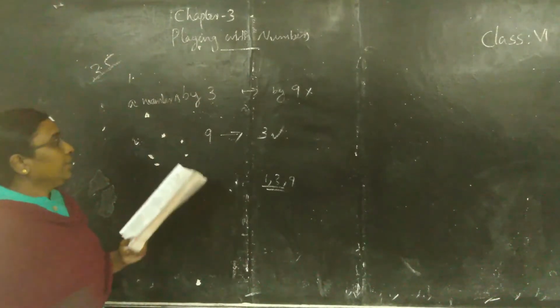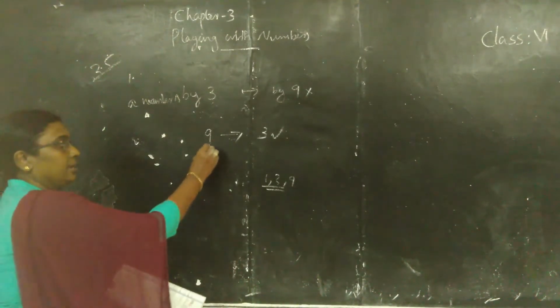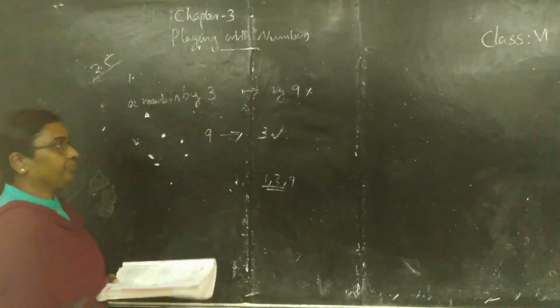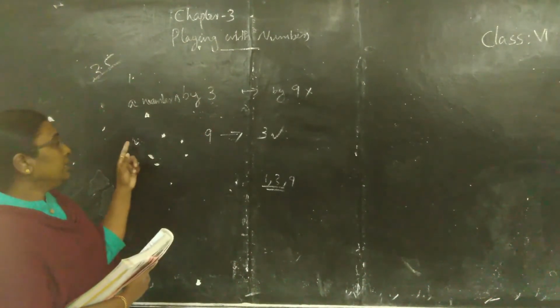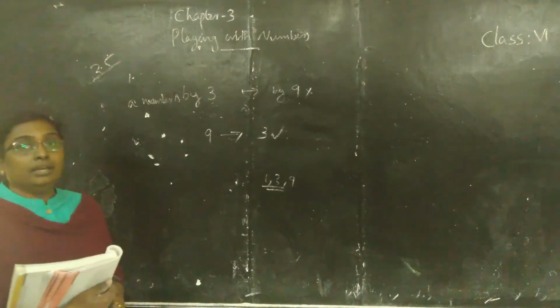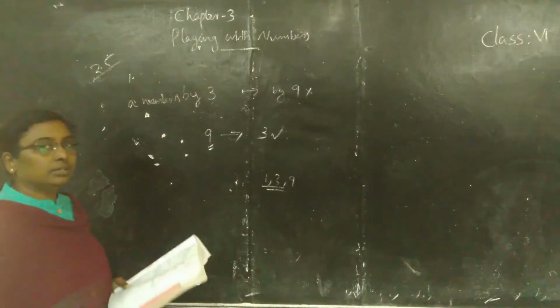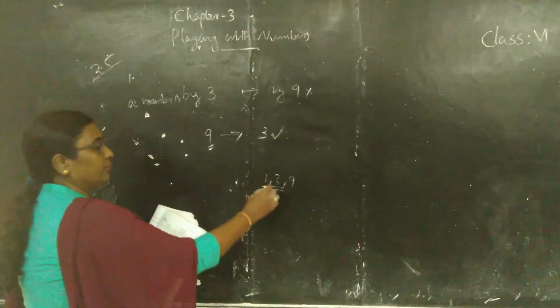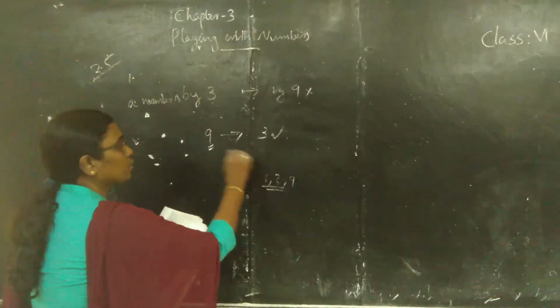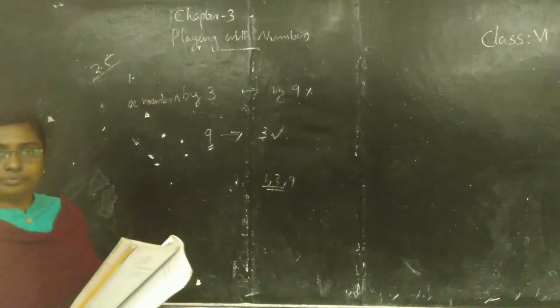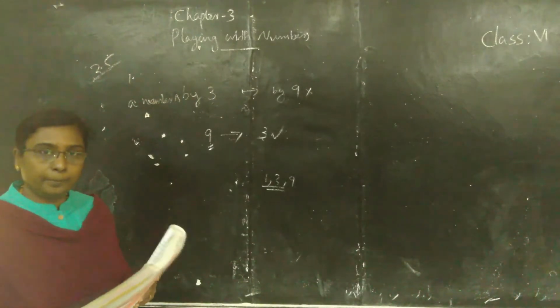If a number is divisible by another number, then it is divisible by each factor of that number. Isn't it? The factors of 9 are 1, 3 and 9. So this number is divisible by 3. Clear?